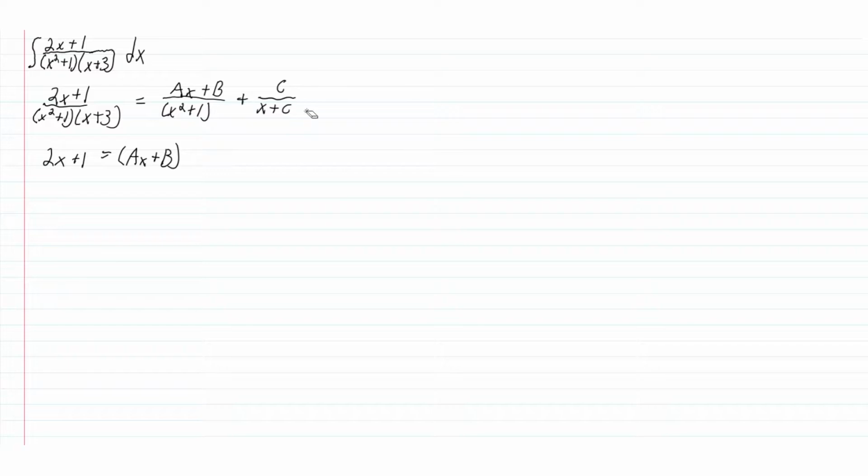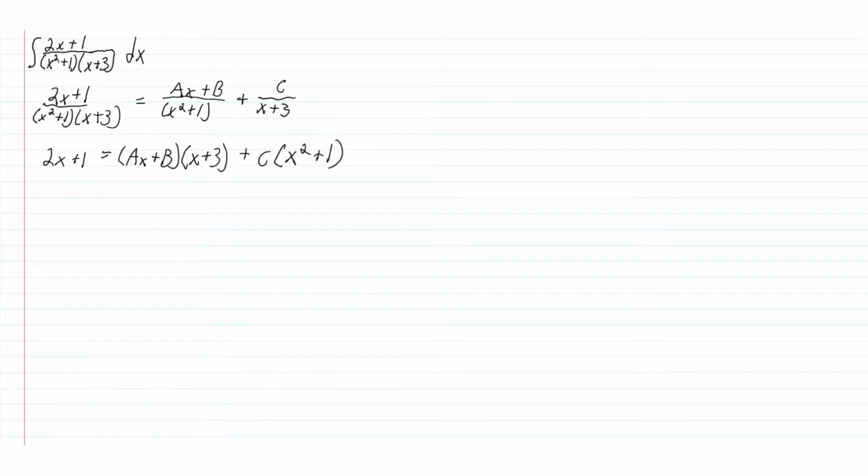Oh, I just realized I made a mistake up here. This is ax, this is x plus 3. All right. All ax plus b is missing is the x plus 3 term. And then all c is missing is our x squared plus 1.